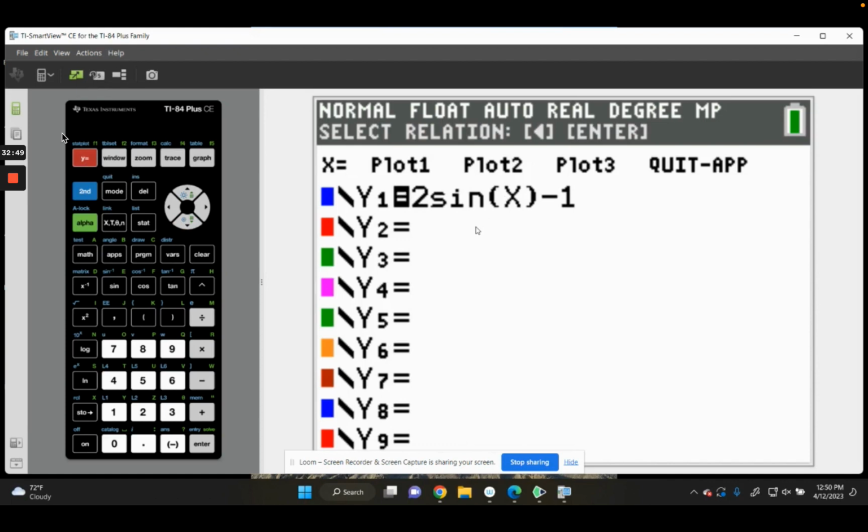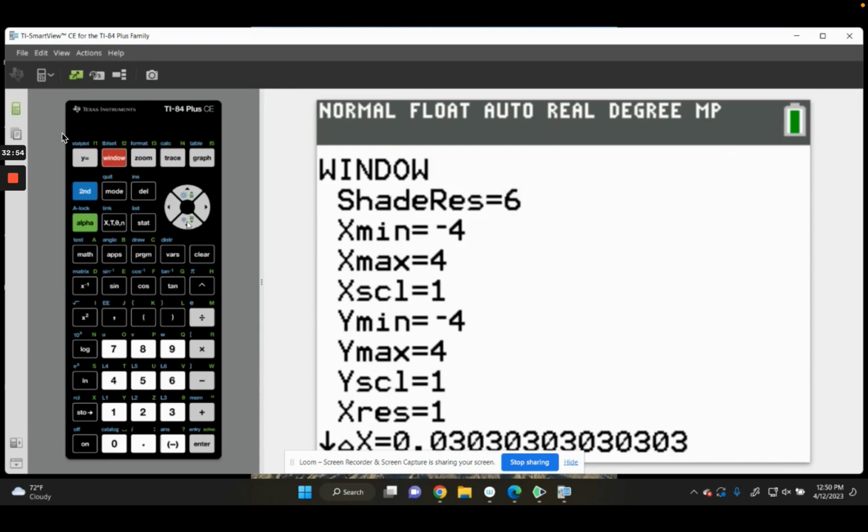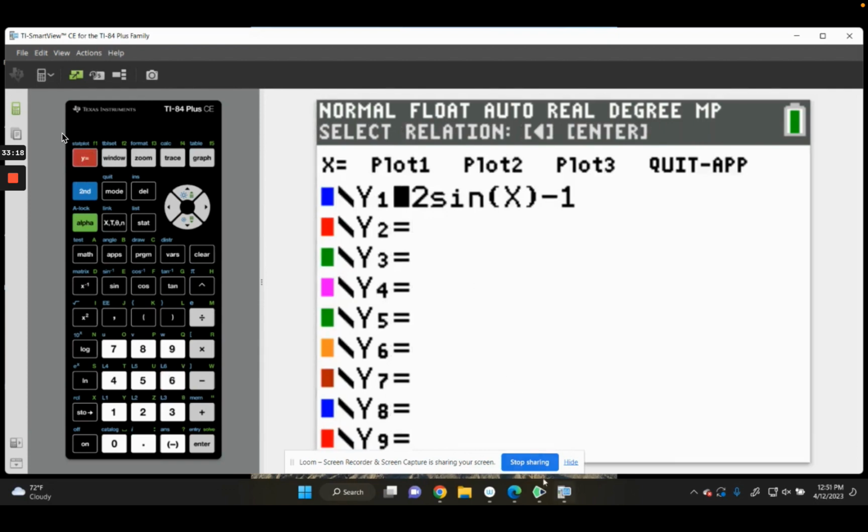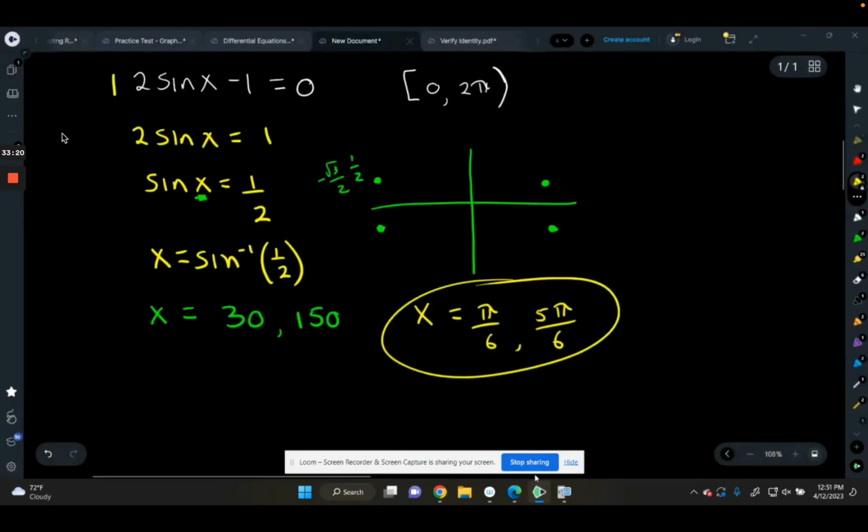What's the amplitude of this? 2, right. So if I go from -4 to 4, I'm going to be okay on the y-axis. On the x-axis, we're going to go from 0 to 2 pi, because that's what they said my domain is. And I'm going to make the scalar pi over 6, because when I solved it manually, pi over 6 was one of my answers, right? So what am I looking for when I graph it? I'm looking to see where 2 times sine x minus 1 is equal to 0. How am I going to see that on the graph?